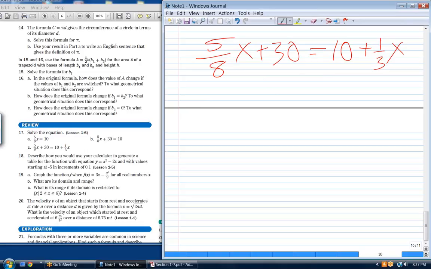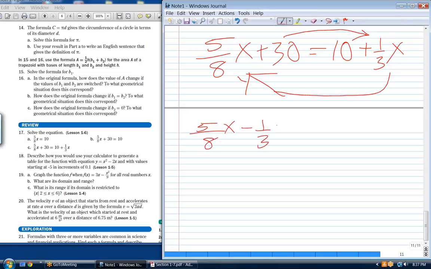Well, we could divide by 3 or use the reciprocal. Not yet, because we don't have a division yet. In other words, to get the x's all on one side, I need to move this over to here, and to get the numbers all on one side, I need to move that over to there. So I can do 5/8 x minus 1/3 x equals 10 minus 30. Now, how do I do this? Would we find a common denominator? Correct. Which is?